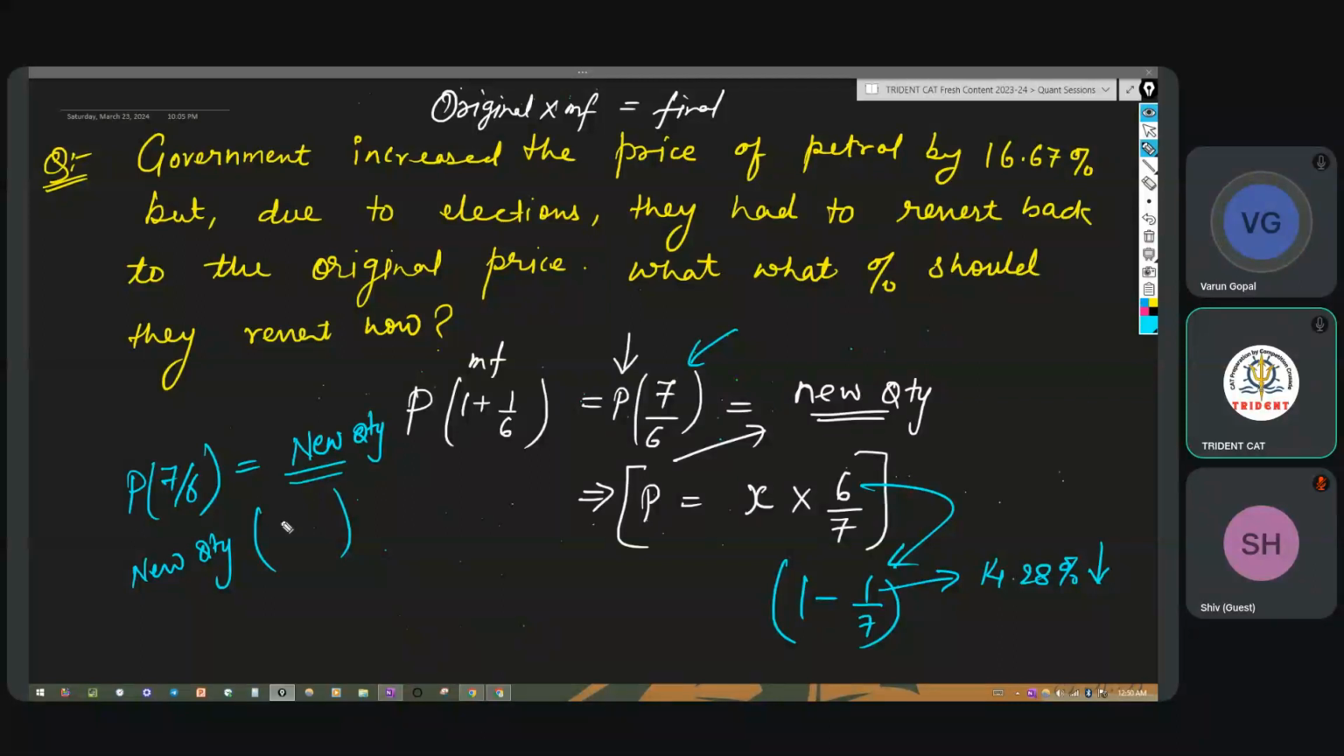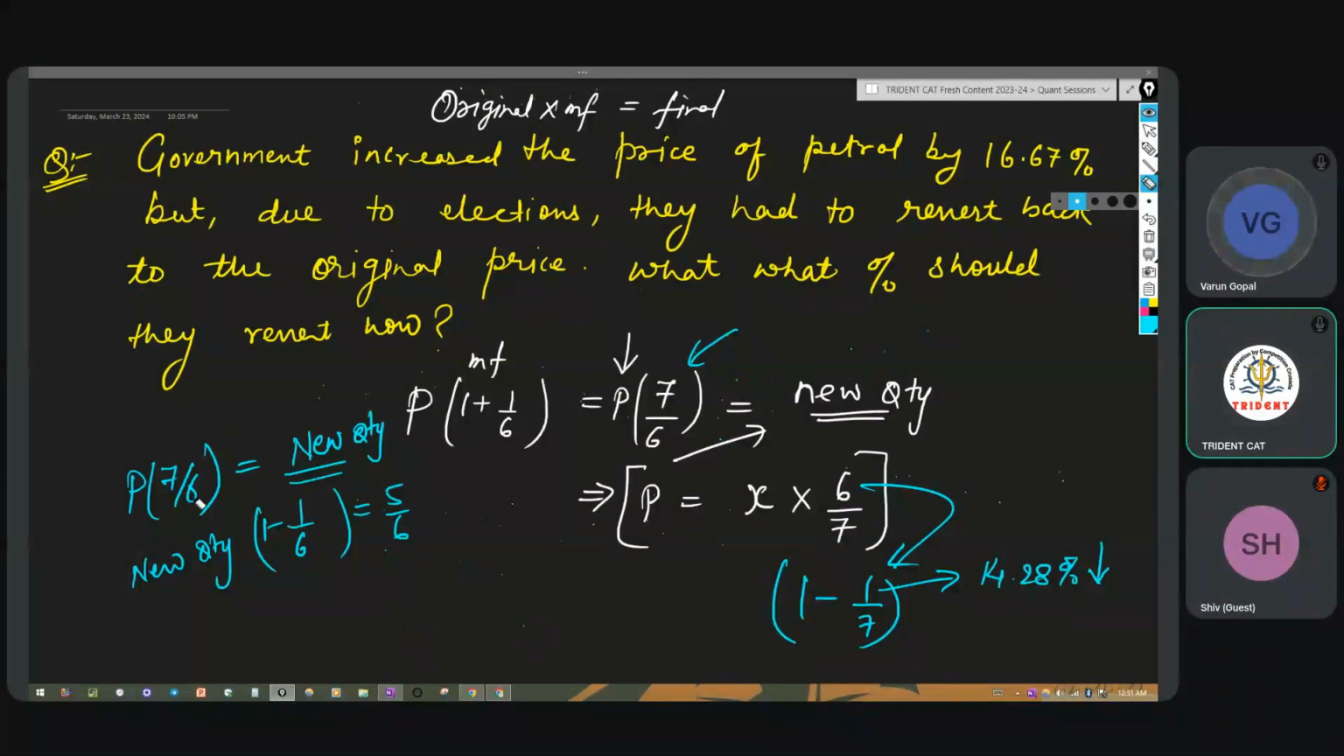16.67%, which is 1/6. Let's decrease that. I'll get again a 5/6. Okay, hold on. What am I doing? It would be 14.28. No, no, no. Hold on, hold on. There is some mistake that has crept in.